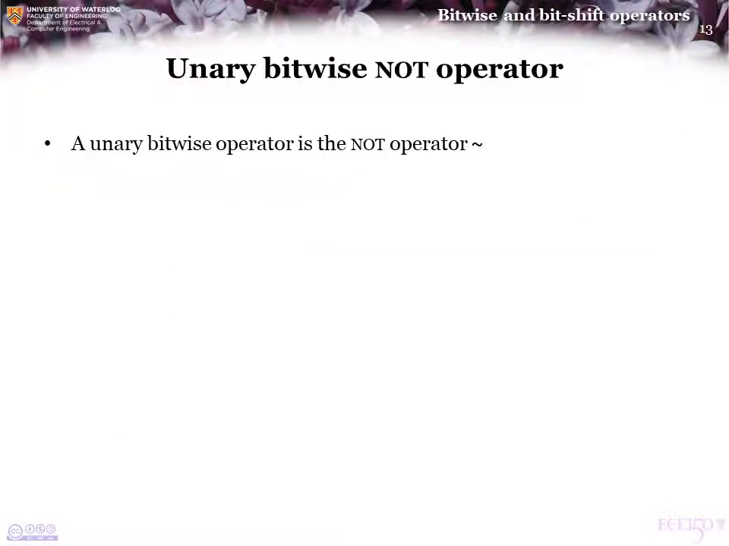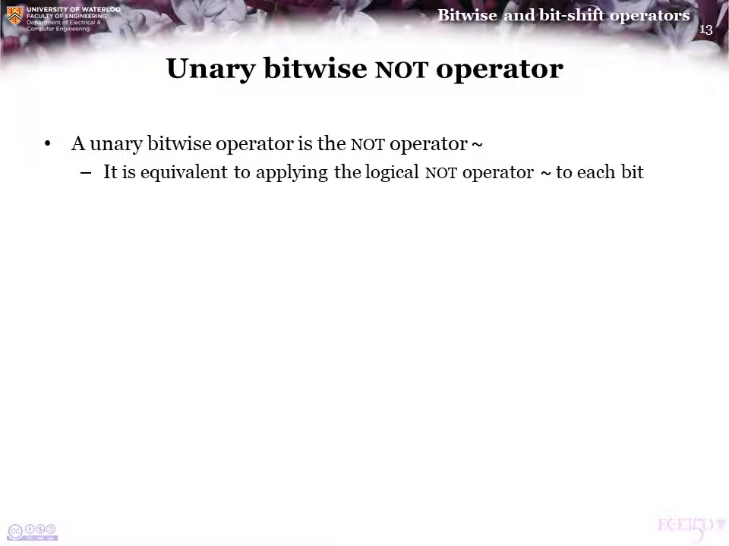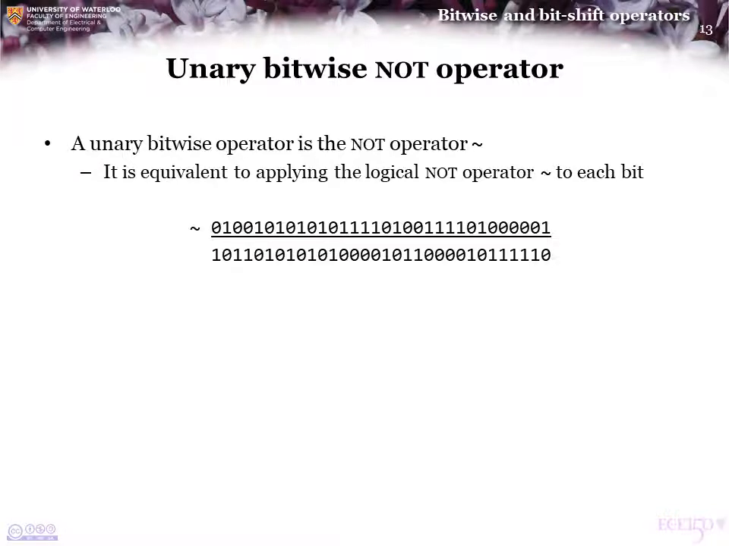There is a unary bitwise operator that is called the NOT operator or the complement operator. Basically, it is equivalent to applying a logical NOT to each bit within the data type. So, for example, given the number above, if we applied the unary NOT operator, then every single bit is flipped.